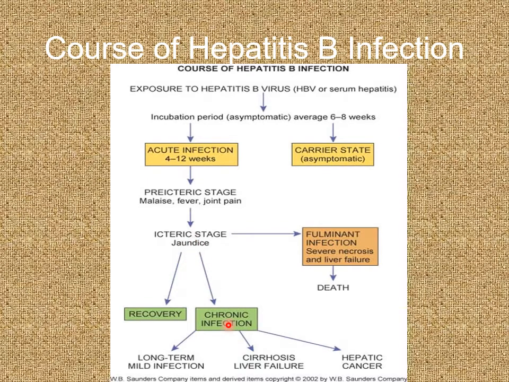Some have a chronic infection, which is a long-term, either mild or goes into cirrhosis, liver failure, may need a liver transplant, and could also go into hepatic cancer. So many different outcomes for people that have hepatitis B viral infections.